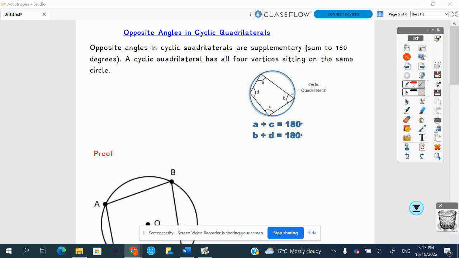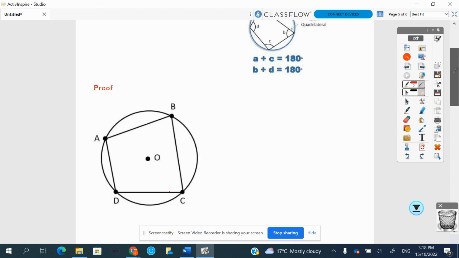Now we're going to look at cyclic quadrilaterals. Opposite angles in cyclic quadrilaterals are supplementary, which means they add up to 180 degrees. And just a reminder, a cyclic quadrilateral has all four vertices sitting on the same circle. What this theorem means is that A plus C is equal to 180 degrees and B plus D is equal to 180 degrees. Let's try and prove this now.